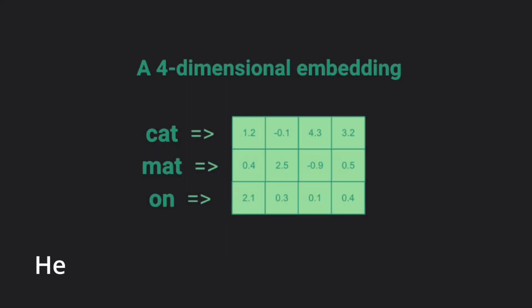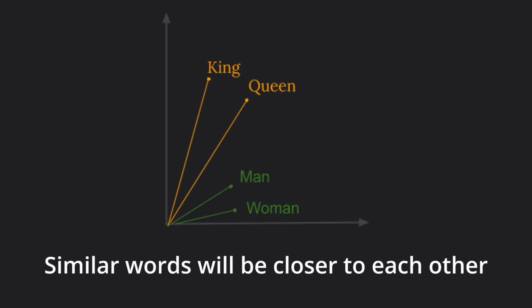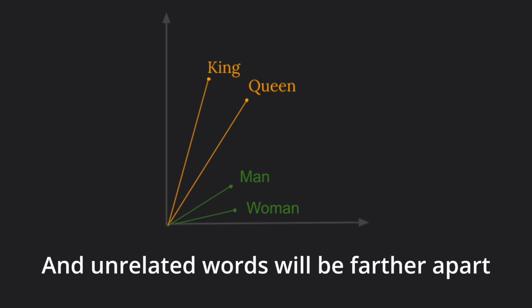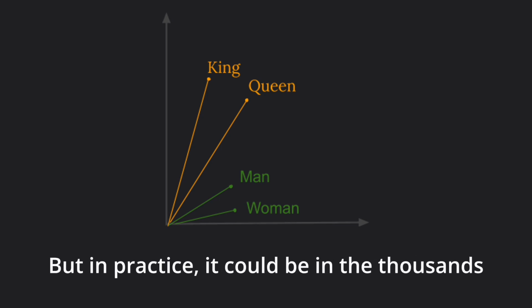Okay, question 3. How are these vectors learned? Here's a quick summary of embeddings. There are vector representations for words that also encode meaning. Similar words will have representations that are closer to each other when visualized, and unrelated words will be farther apart. Also, the dimension of each vector here is only 2, but in practice, it could be in the thousands.